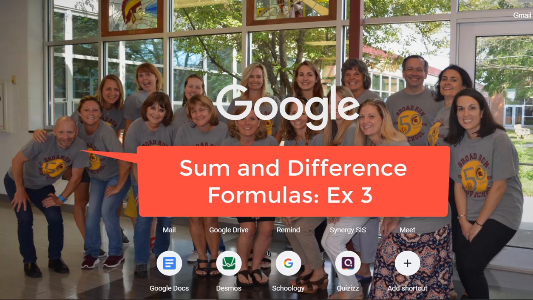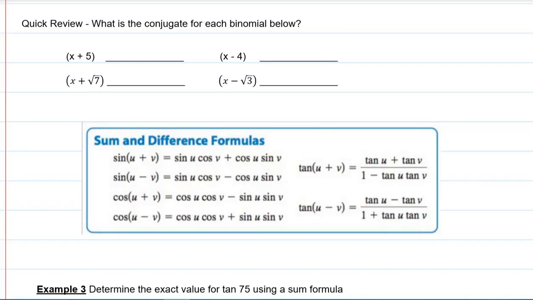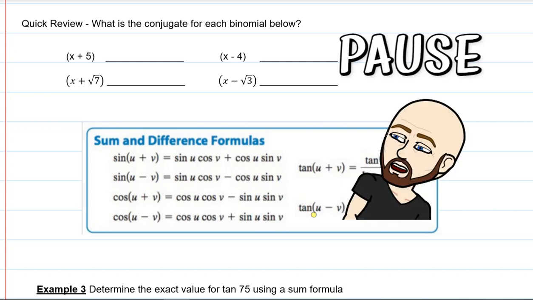And in this video, we're going to take a look at sum and difference formulas. This time, we're going to use the tangent formula. That's right, tangent formula coming at you here. Now, first thing we want to do, though, before we get into that, is review what conjugates are, because those are going to come into play when we use this formula. So go ahead, pause for a moment, and do the 4 examples there and give the conjugate for those. So go ahead and hit pause, then come back and let's see how you did.